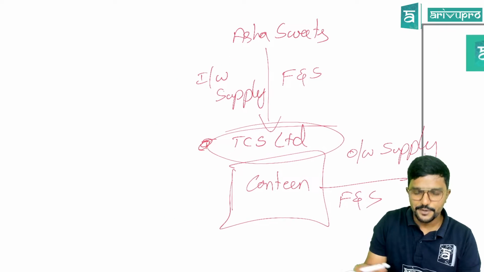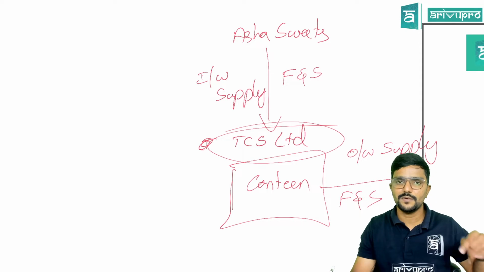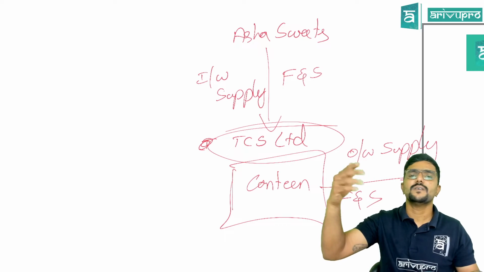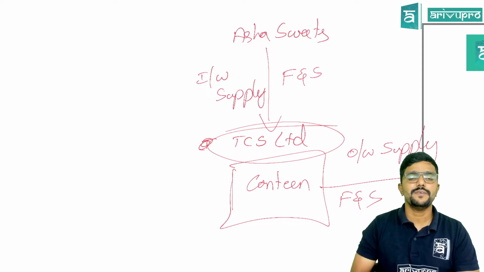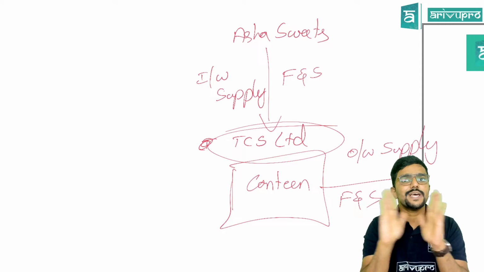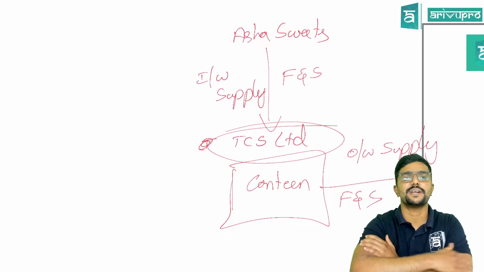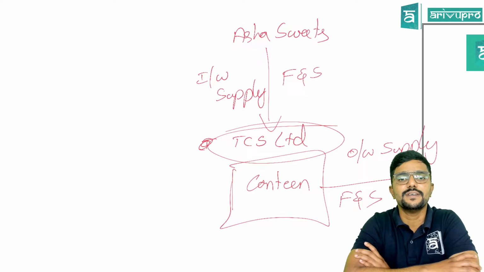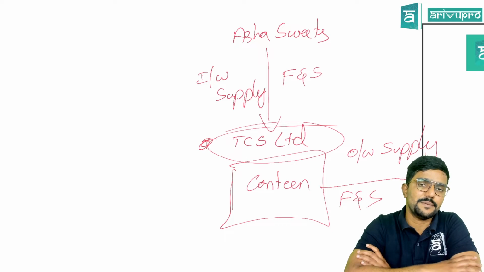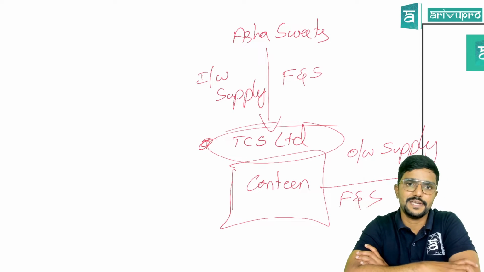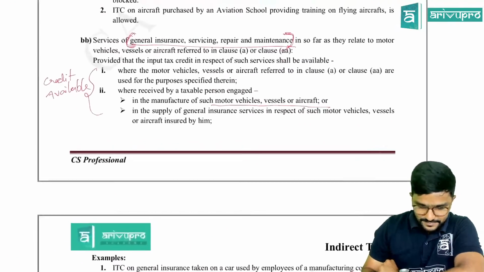Next, let me change the scenario. Now TCS has purchased the food and snacks items from Asha Sweets, which is an inward supply for them. Why? To give it or to distribute it to their employees on family day. So they are not selling it to their employees. They are giving it free of cost. So their employees or their family members are consuming it on family day. In that case, can they claim the credit? No, sorry. Credit cannot be claimed because there is no further supply there. Yes, sir. Interesting example.